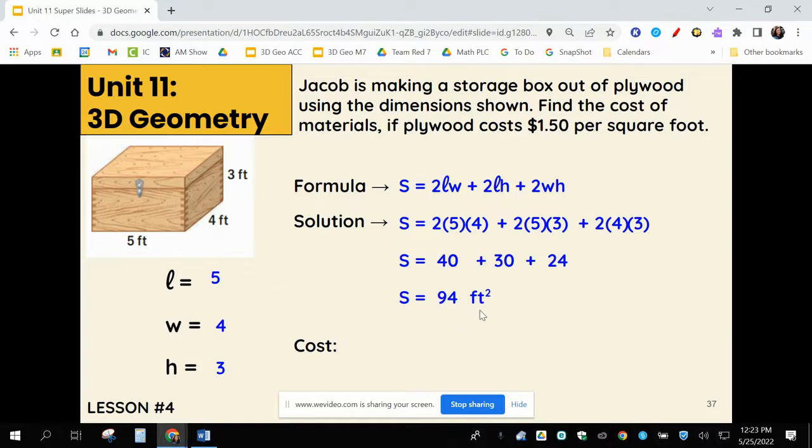So if it's 94 square feet and it's $1.50 per square foot, you need to take $1.50 and multiply it by the 94 square feet that you need. Okay, go ahead and find out what that is. $1.50 times 94. You should get $141. So it would cost $141 to make that storage box.